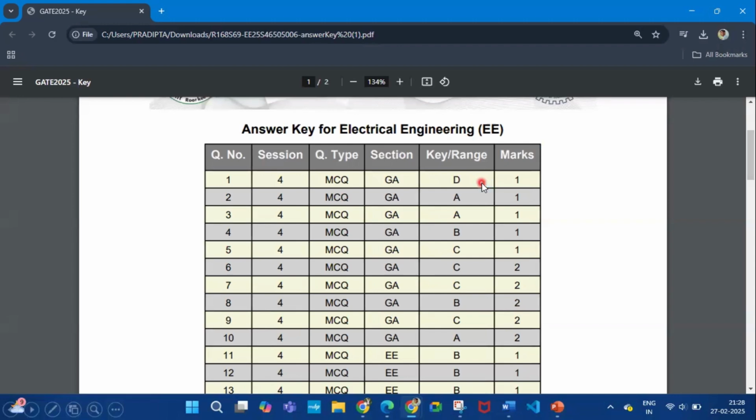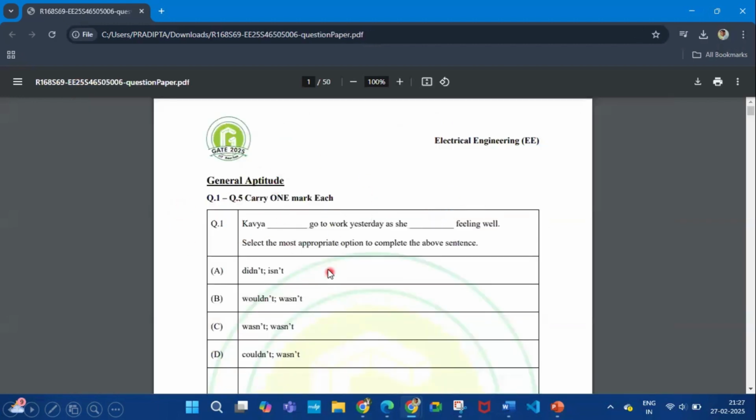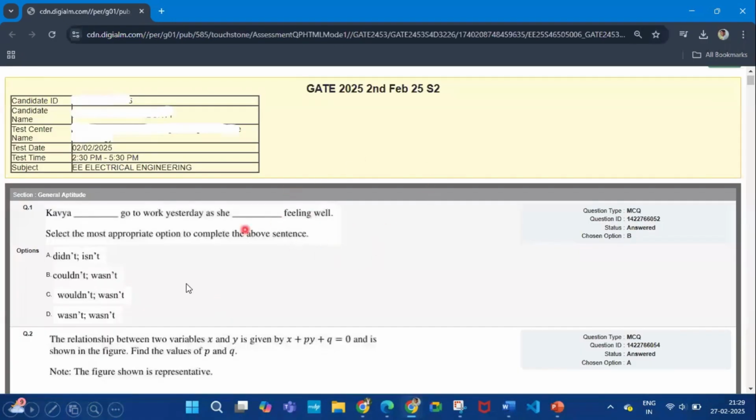And this is the reason why your responses are not matching with the answer key. Please check the answer key with the master question paper. And if you forgot what option you chose, then go to the response sheet to see.